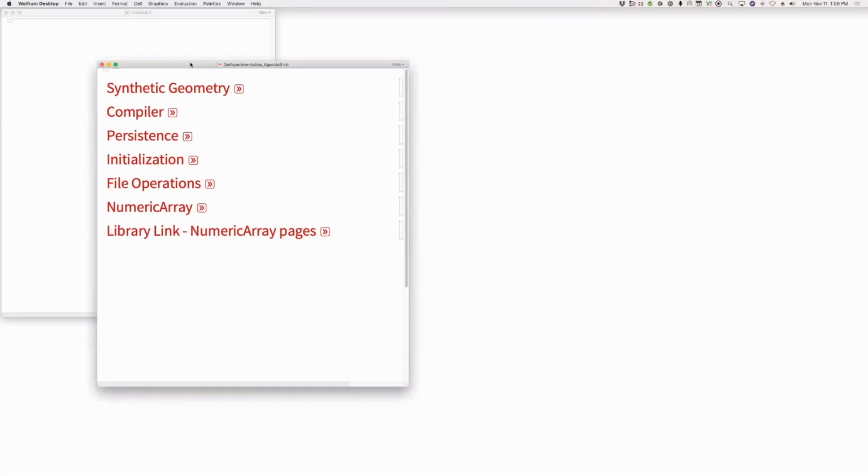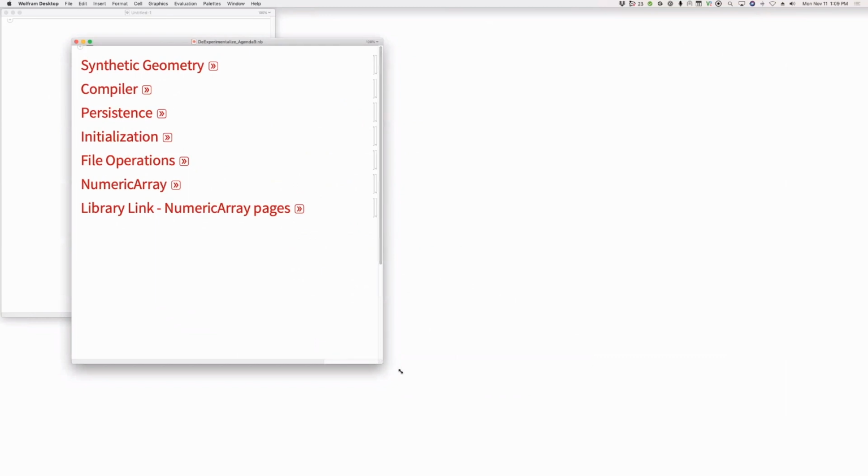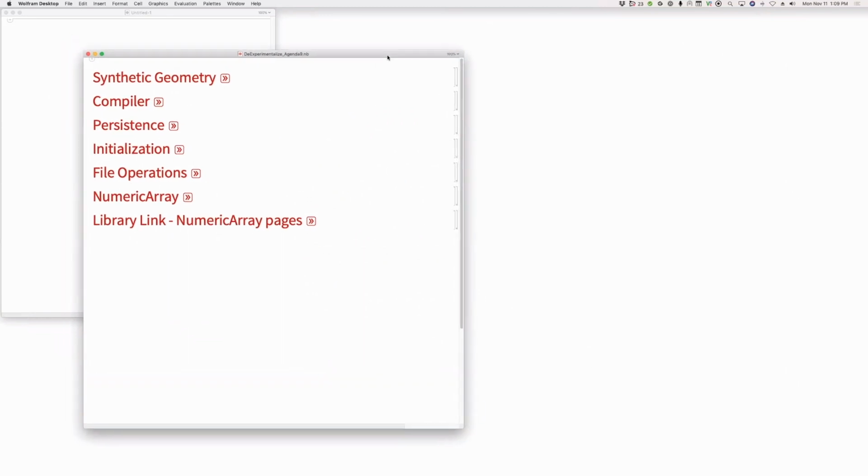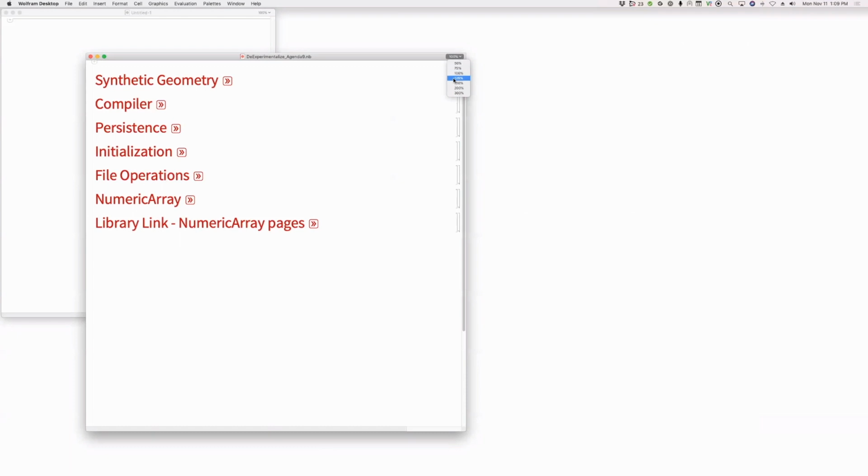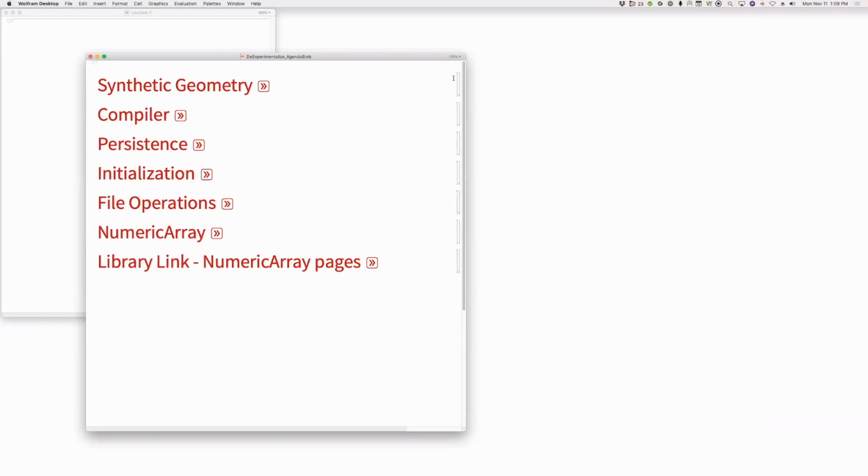Okay, for people who are joining this live stream, we are looking at functions that are currently experimental in Wolfram Language, and we are discussing what it will take to make them not experimental, and whether that will happen for the upcoming new version. All right, let's start with synthetic geometry.